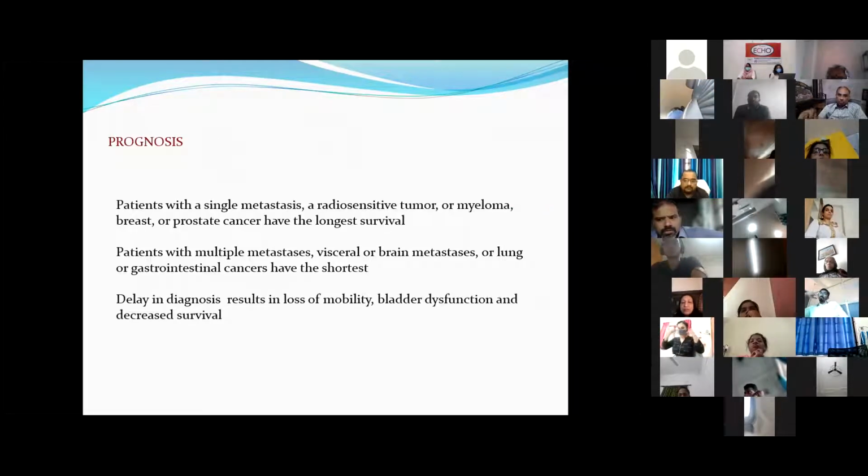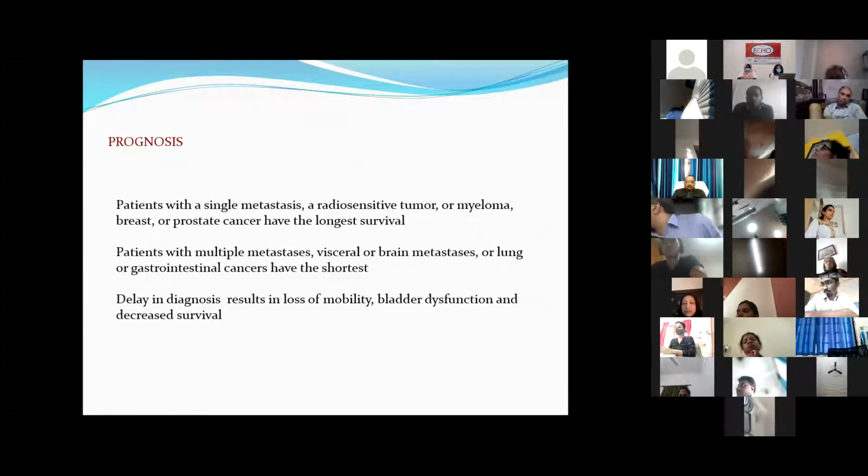So the prognosis depends upon the radiosensitivity of the tumor. It depends upon the underlying malignancy. Like the patient who has myeloma or prostate cancer will have an excellent response with palliative radiotherapy. But the patients who have other cancers, like colorectal cancer, where you get a mixed kind of lesion in spinal cord compression, have a relatively bad prognosis as far as response to radiotherapy is concerned.